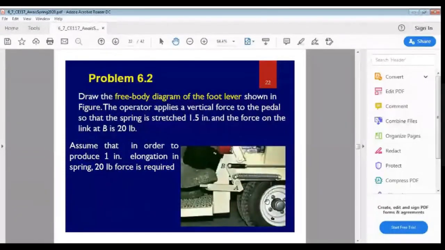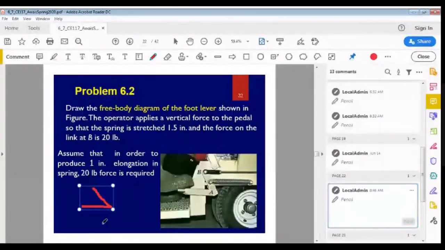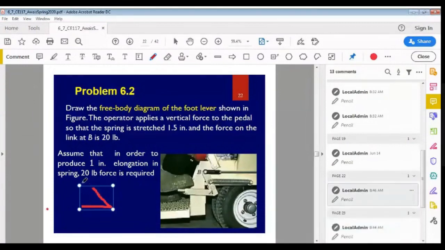So this is the body of interest, whose free body diagram you have been asked to draw. So what you will do first of all is draw this body. This is the body OAB. Then it is subjected to some force by the foot, and this foot is mentioned in the question. It is applying a vertical force to the pedal. So then you have to apply the applied load on that pedal.